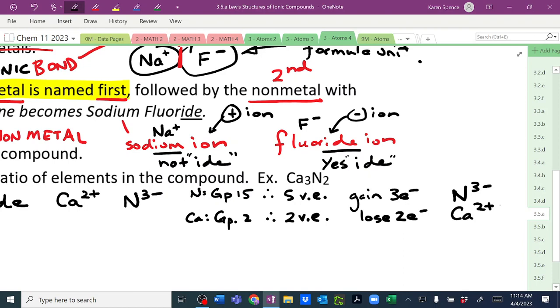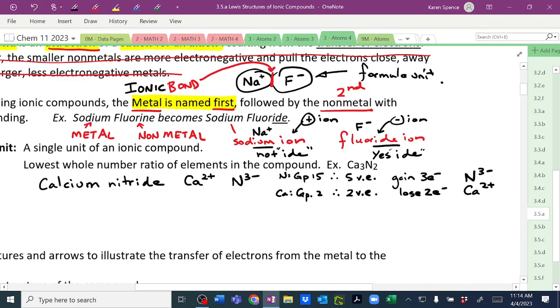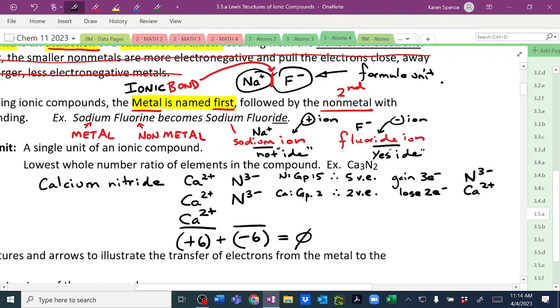Lowest common multiple. What is the lowest common multiple of 2 and 3? 6. So what I could do is I could have 3 calciums, which would give me a total of positive 6. And I could have 2 nitrogens, which would give me a total of negative 6. Because the goal of having a compound is to have the overall net charge equal to 0.